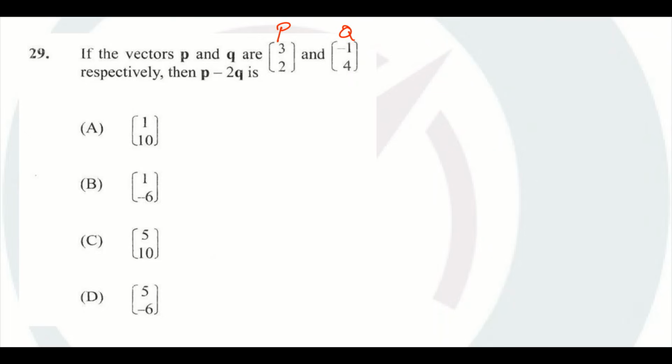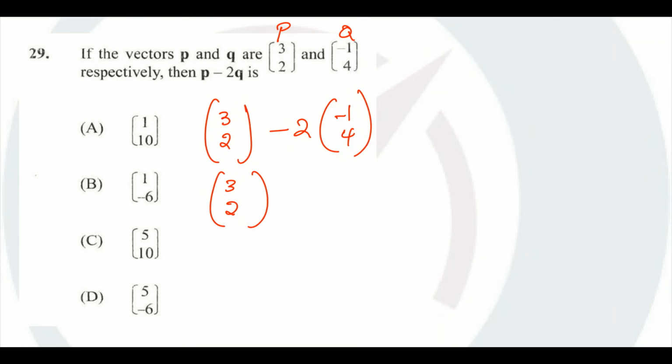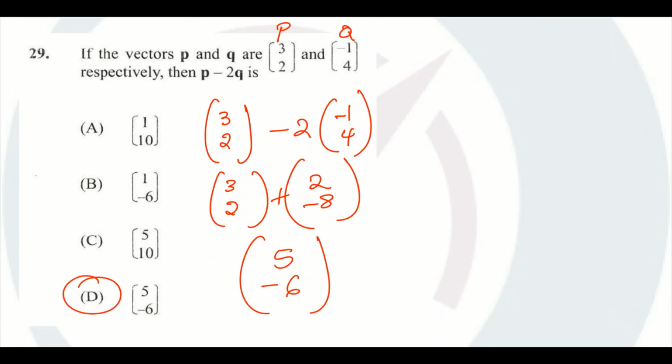So we have (3, 2) minus 2 times (-1, 4). Now negative 2 is going to distribute for everything in the bracket. So we're going to have plus negative 2 times negative 1, you get positive 2. Negative 2 times 4, we get negative 8. So we have 2 plus 3, that gives us 5. And 2 plus negative 8, that gives us negative 6. So our answer is going to be D.